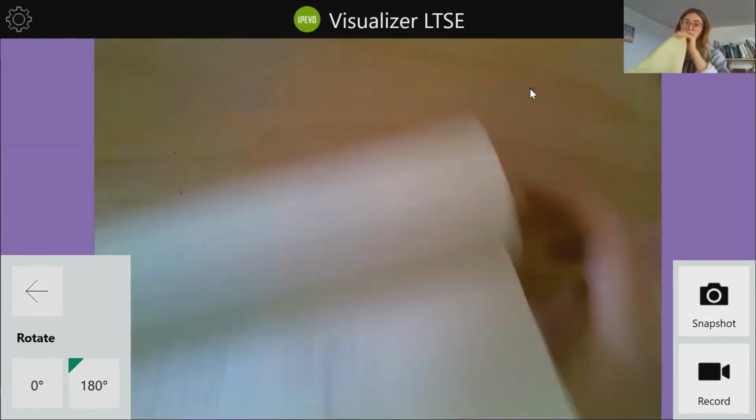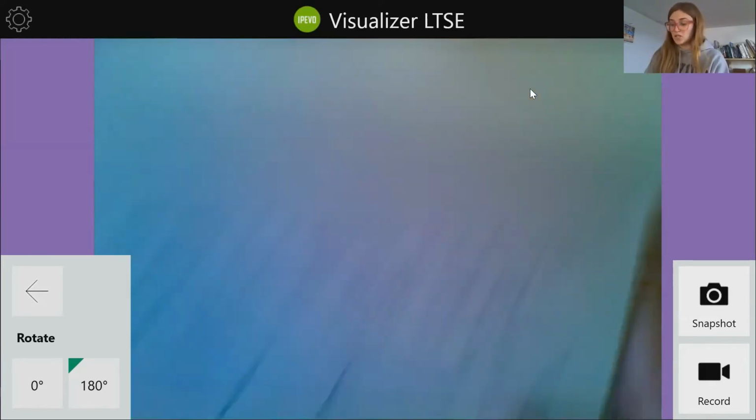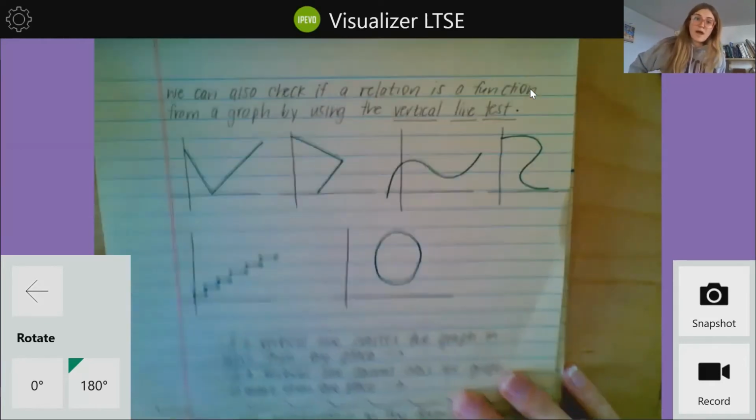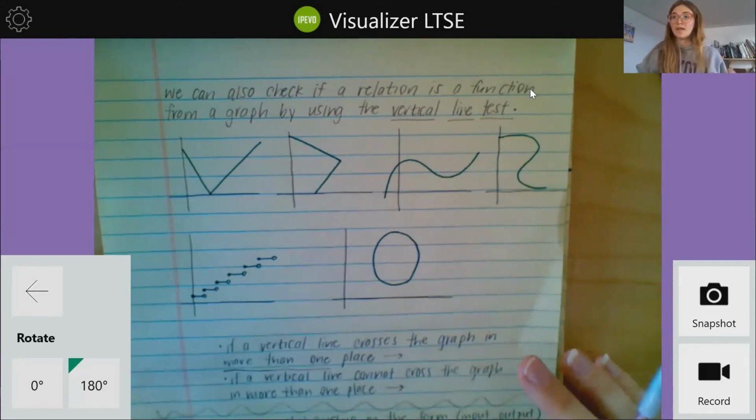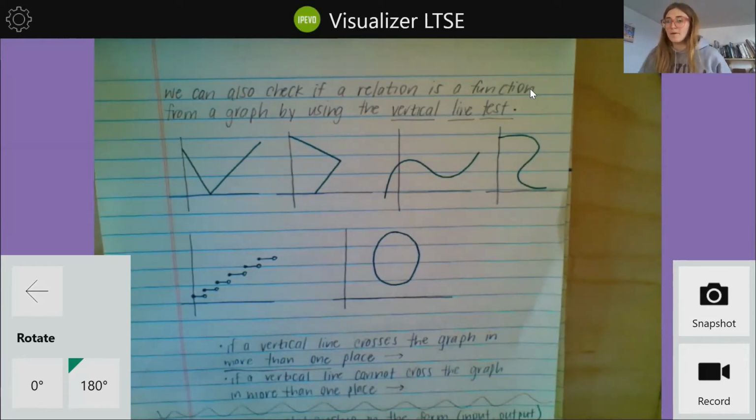Let's see. We can also check to see if a relation is a function by using something called the vertical line test. I really love the vertical line test. I don't know why. I just have always thought it was really cool. And it's definitely the easiest way to determine whether a relation is a function or not.